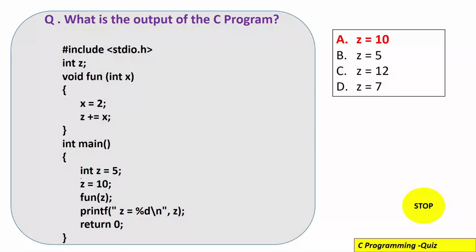Let's see how. What will happen if I remove this line? Here int z is there, so z will be initialized with 0. Now we will start from here. So z equal to 10. There is no z inside this main function, but we have a global variable, so we will go to this global z. That means this z will now be initialized with 10. Now this z will be passed, that means 10 will be passed, and we will come here. So 10 will be copied inside this x.